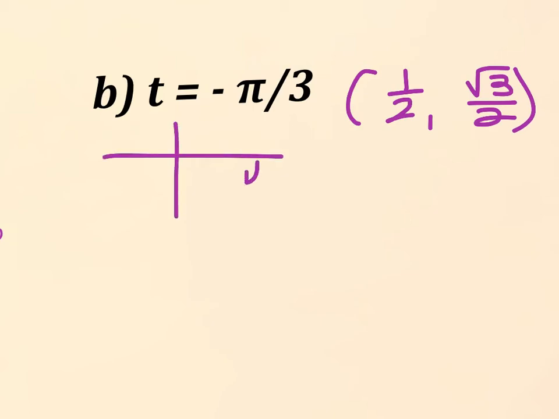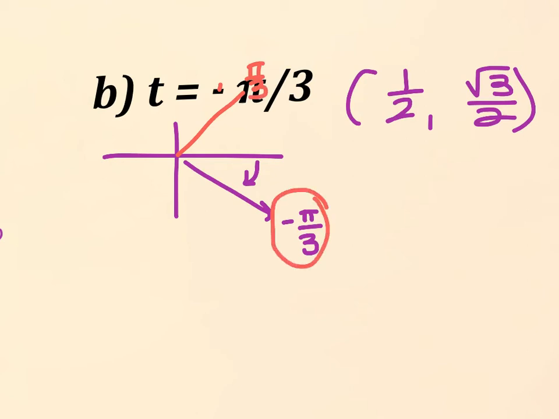One is work my way down to the first pi over 3, which would be negative pi over 3 there. Or you can plot it as though it's positive pi over 3, which we know to be here, and then reflect it over your x-axis. So fold it in half and it overlaps where it should be. So whichever way you look at negatives is up to you. Just make sure you understand how to do one of those ways.